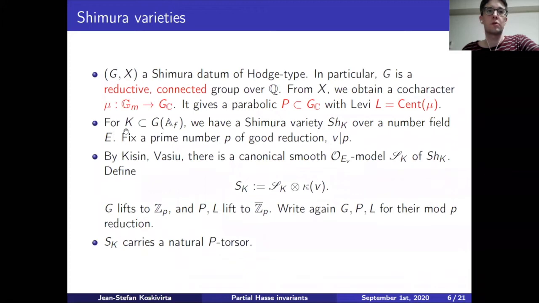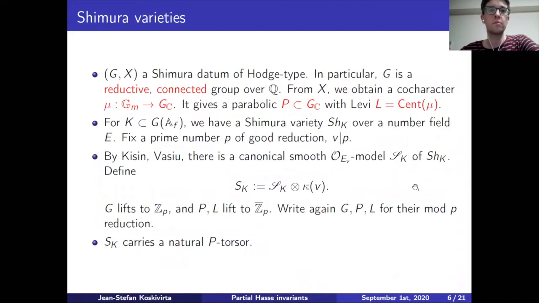Okay, and so let's fix some level K. We consider the Shimura variety Sh_K, level K, which is defined over some number field E, the reflex field, and fix a prime number p of good reduction, so K is hyperspecial at p, and fix some place v in E above p. And so by results of Kisin and Vasiu, there is a canonical smooth model over the ring of integers of the completion at v of E. That's denoted by curly S_K of the Shimura variety. Okay. And so I will denote by S_K the special fiber of the Shimura variety. So here kappa_v is the residue field of E at v.